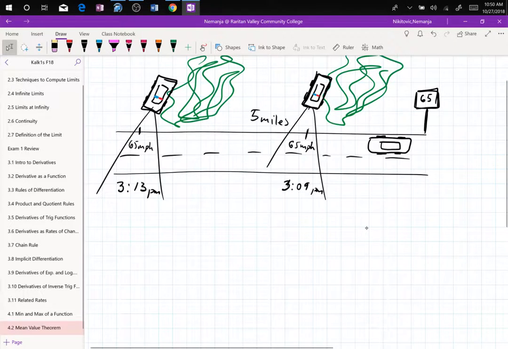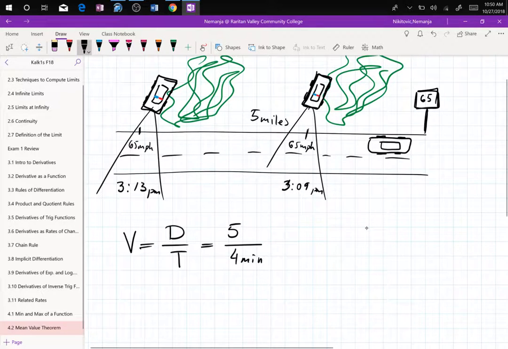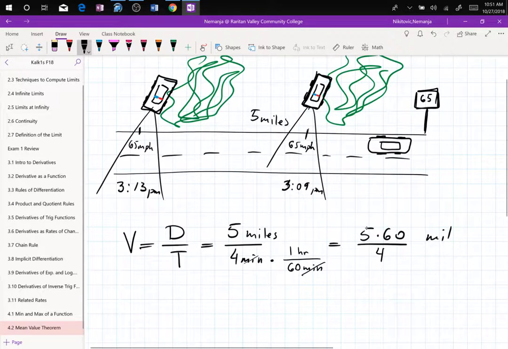So here's what happened. Let's calculate the average speed, right? What do I have? What do I know? Well, average speed, velocity, is distance over time. We see that our distance is 5 miles, and our time is 4 minutes. Now, I need to move my minutes into hours, because we want miles per hour. So we will multiply in the denominator by 1 hour over 60 minutes, so that minutes can cancel, which would leave hour as a unit. So I have 5 times 60 when you solve the double fraction, divided by 4, and now that's in miles per hour.